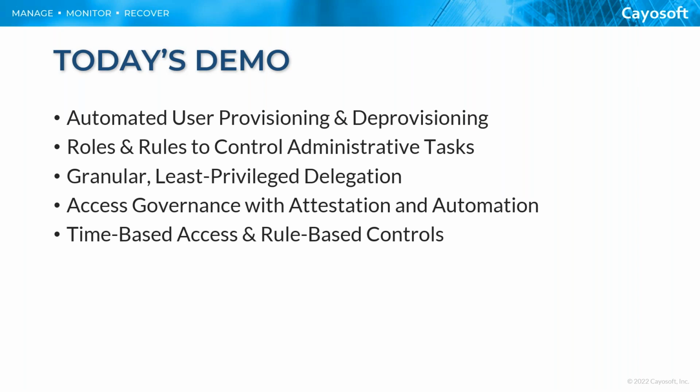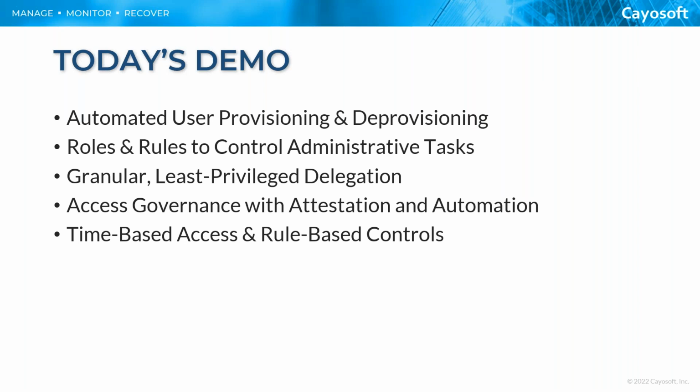But just a high-level overview, we're going to go over automated user provisioning and deprovisioning, kind of semi-automated because I'm actually going to focus on the website today. And then I'll briefly overview how we can also do that fully automated through your HR system. How we use rules and roles to control administrative tasks. The fact that we use granular least privilege delegation, you'll see that as well through the web, and it's nice when you actually see it. It's very easy to understand.